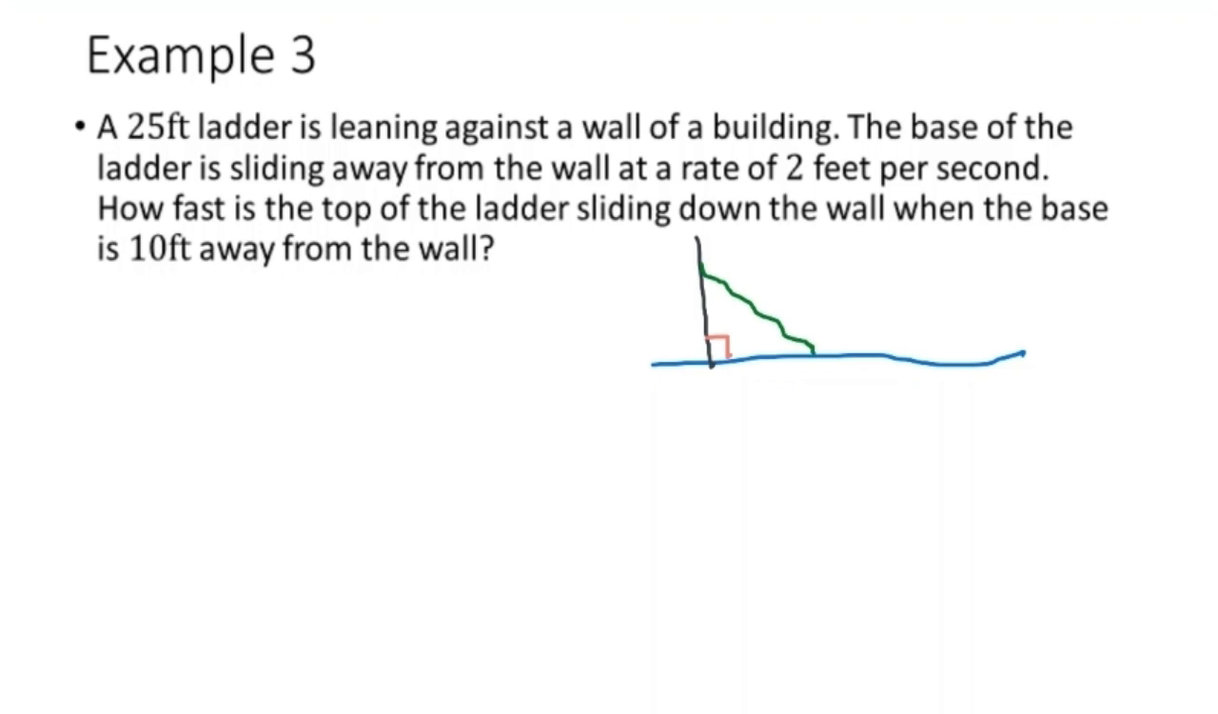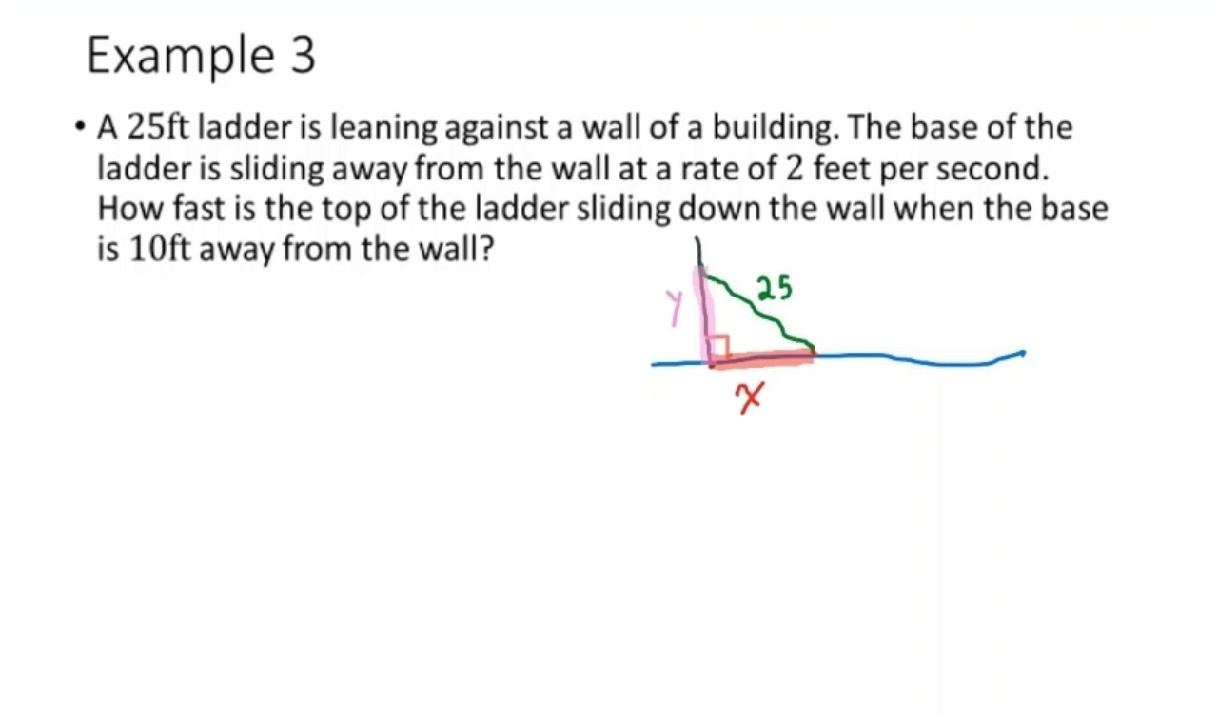And this green line will represent our ladder. Since the base of the ladder is sliding away from the wall, we should make the distance between the wall and the base of the ladder a variable. We'll call this distance x. As the base of the ladder slides away from the wall, the top of the ladder is sliding down the wall, which means the distance from the ground to the top of the ladder is also changing. We'll call this value y. As for the ladder itself, the ladder is not changing length. That will stay a constant 25 feet.